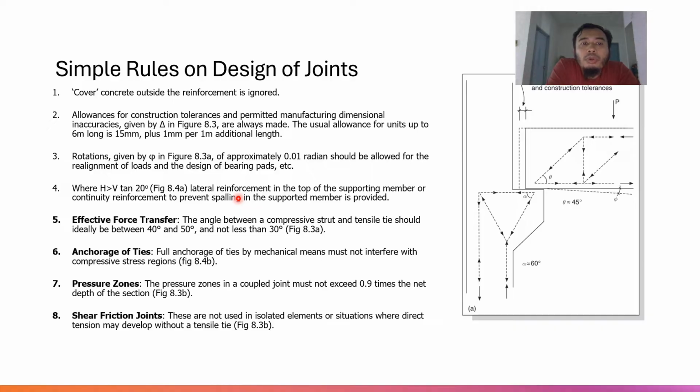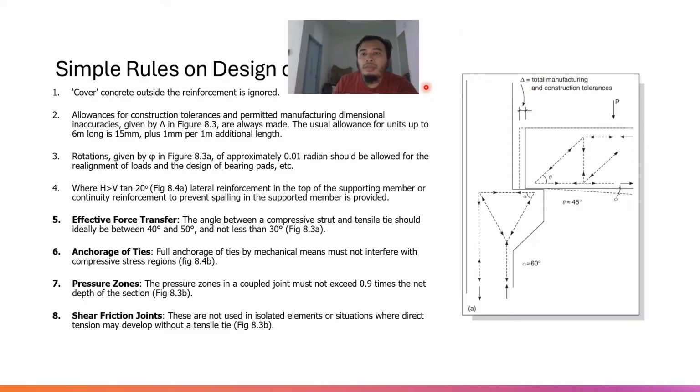So, simple rules on design of joints. Concrete cover outside reinforcement is ignored, so you're not designing the area of bearing. The length of bearing does not include cover. An allowance for construction tolerance should be 15 mm for 6 meters long. You go 7, then add 1 mm, then add 4 mm. So for a 10 meter long beam, you would allow for 19 mm of allowance for manufacturing defect. So this is your allowance tolerance.